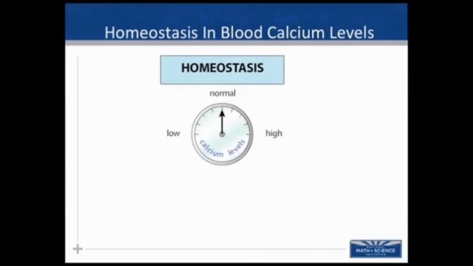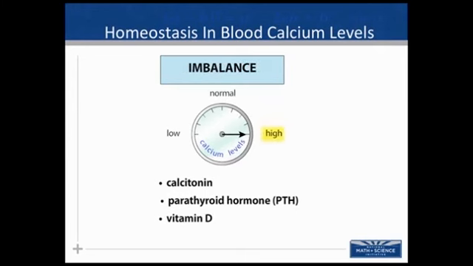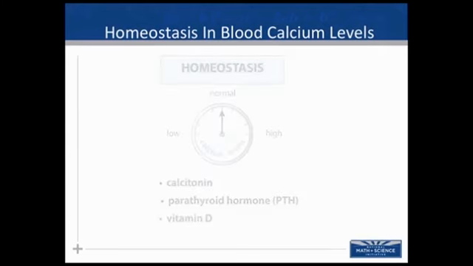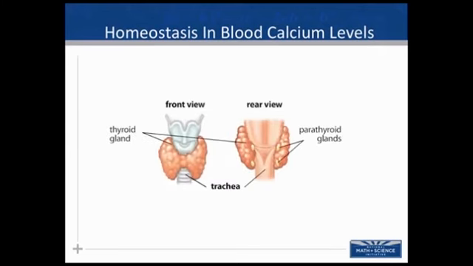Calcium levels in the blood are regulated by three hormones: calcitonin, parathyroid hormone, PTH, and vitamin D. When calcium levels rise, the hormone calcitonin acts to reduce blood calcium. When calcium levels are too low, PTH and vitamin D act synergistically to increase blood calcium. The thyroid gland, which sits atop the trachea, produces the hormone calcitonin, while the parathyroid glands, located on the back of the thyroid, produce parathyroid hormone.